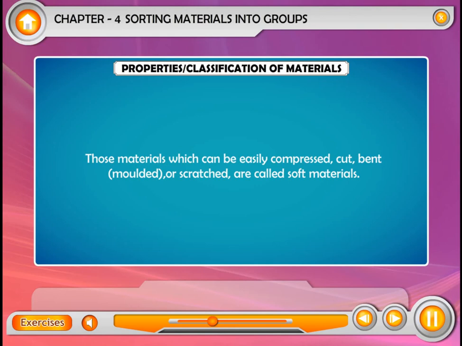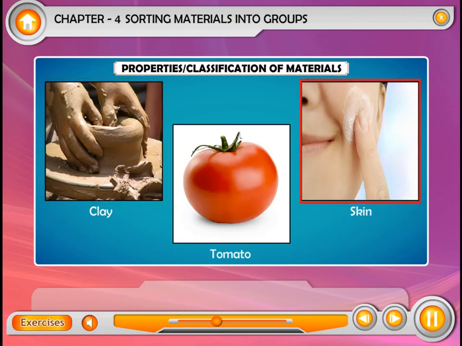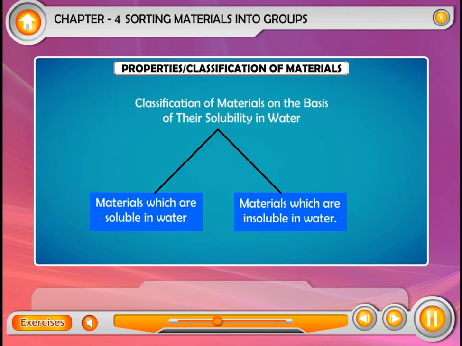Those materials which can be easily compressed, cut, bent, molded, or scratched are called soft materials. Some of the examples of soft materials are sponge, wool, foam rubber, butter, clay, skin, and tomato. 3. Classification of materials on the basis of their solubility in water. All the materials can be classified into 2 groups on the basis of their solubility: 1. Materials which are soluble in water, and 2. Materials which are insoluble in water.